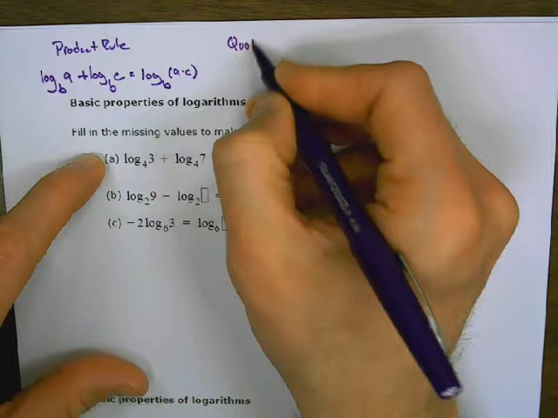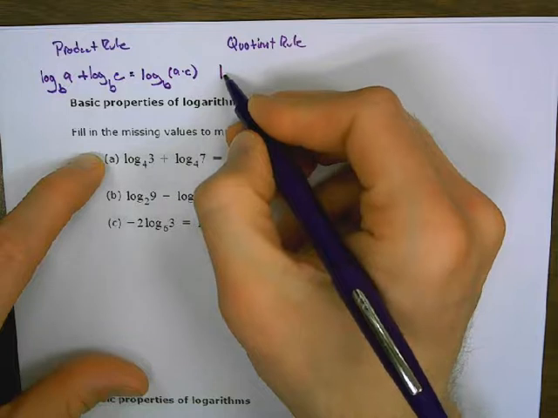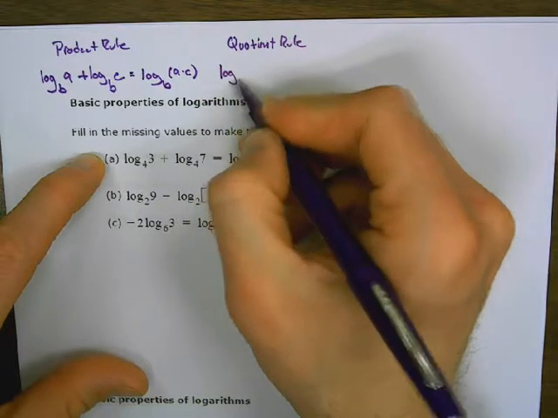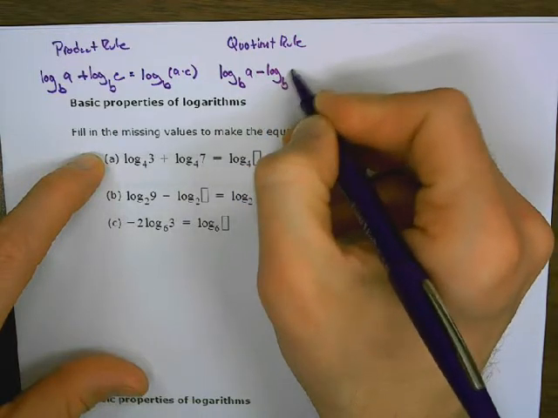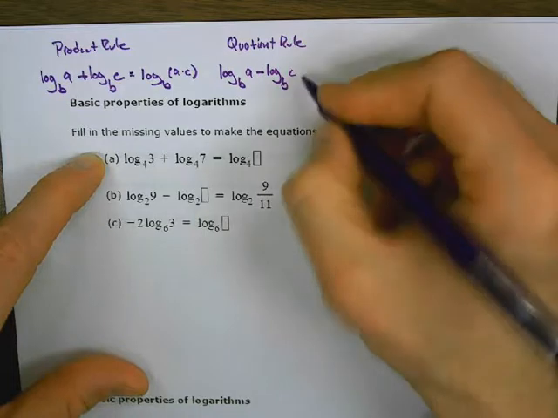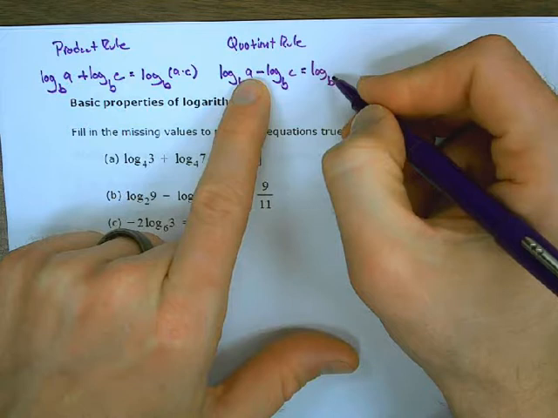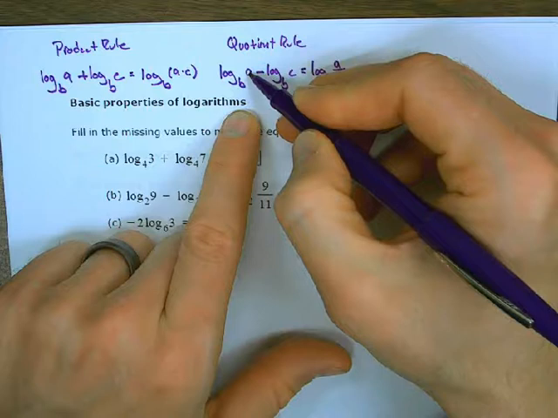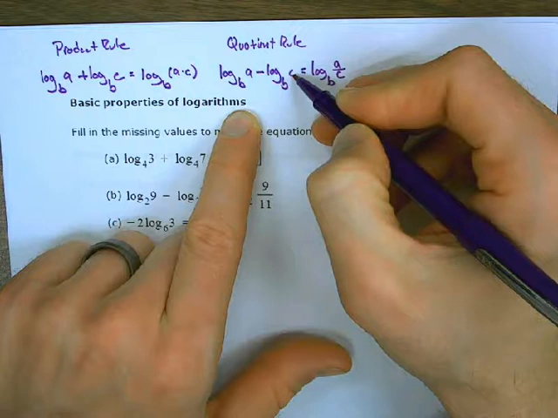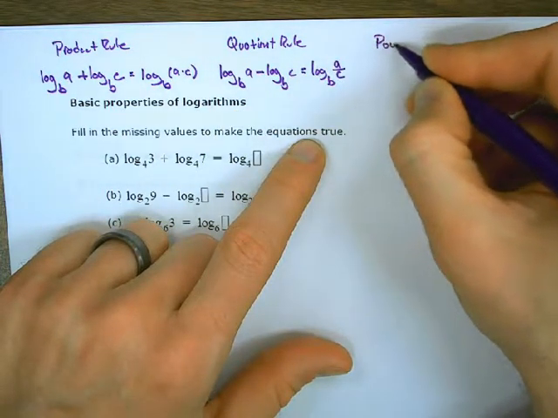There's a quotient rule. It looks very similar. Here it's going to be the log base b of a but minus the log base b of c. So again, you have to have the same base of your log, but if you're subtracting, I can do log base b of the quotient a over c. And remember to always put the numerator is going to be what you're taking the log of in the first term, and the denominator is going to be what comes second. Okay? And then there's the power rule.